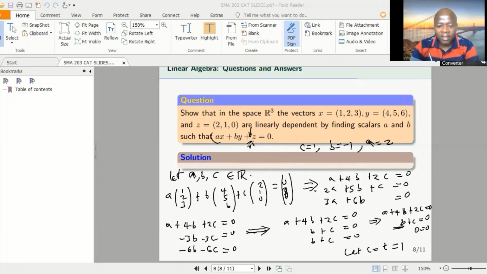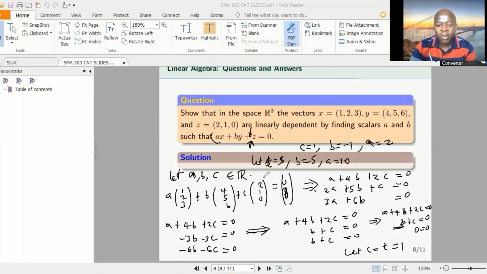What I was saying is that if the question was left open, you would have chosen T to be anything. For instance, you could let T be 5. If T is 5, then C is 5, which will then mean that B will be -5. So we are talking of -20 at this point, and then 2 times 5 will be 10. So -20 plus 10 will be -10 plus A. So it means that A will then be 10.